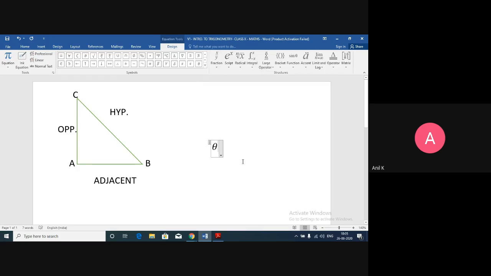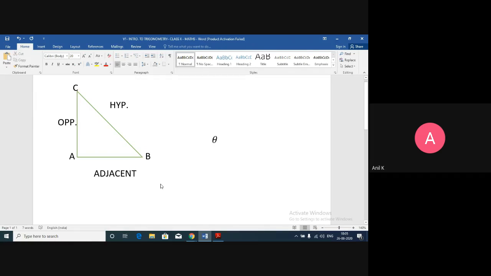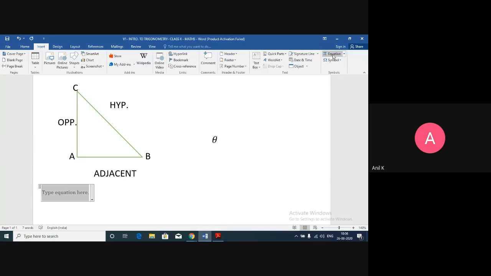Yeah, this is the symbol for theta. Okay, so sorry, let me define. There are 6 trigonometric ratios. We are going to discuss all 6 trigonometric ratios. I am taking angle B as theta. Okay, so if I want to define, let me insert the equation, so that the theta sign will come easily.